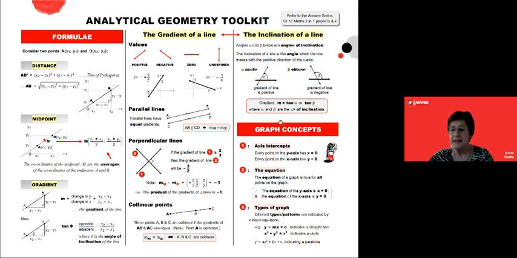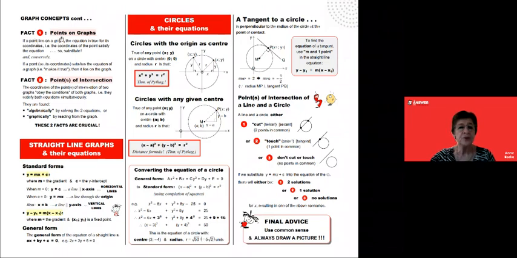The inclination of a line, graph concepts, axis-intercepts, equations of graphs, types of graphs, and these two really important facts, absolutely crucial. Points on graphs. It might sound very, very simple, but if a point lies on a graph, the equation is true for its coordinates, so substitute. And conversely, if a point satisfies the equation, i.e. makes the equation true, then it does lie on the graph. Very, very simple, but fundamental to so much understanding.